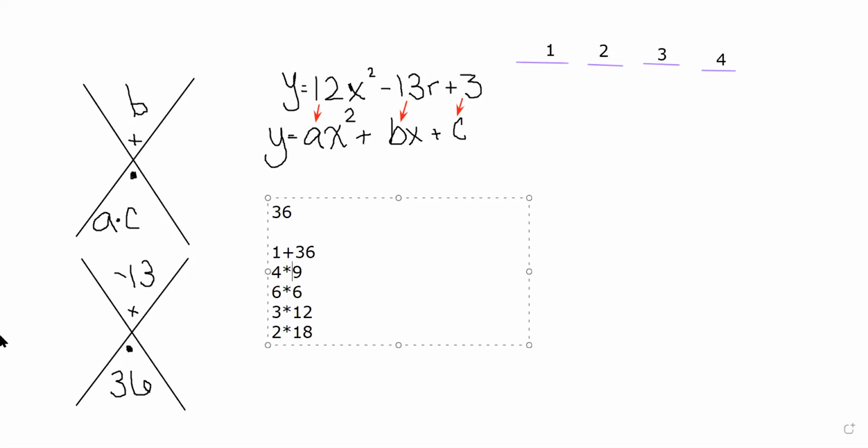Now here's a question. If I change these all to plus, I have a problem. None of these add to negative 13, because all of these are positive numbers. A positive plus a positive isn't going to be a negative. That's when you've got to remember a negative times a negative is also a positive. So if your B is negative, but your AC is positive, the only way to make that happen is if both your numbers are negative. Here, these two numbers will multiply to be a positive 36 because they're both negative, but when they add, they'll be negative.